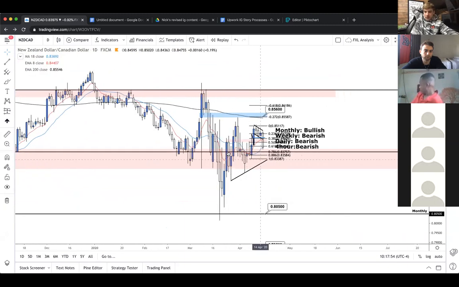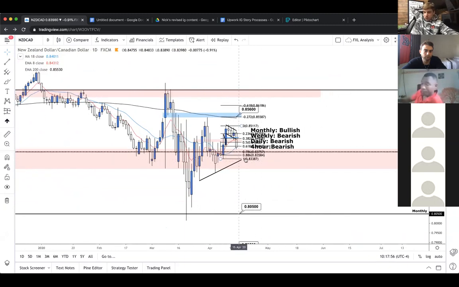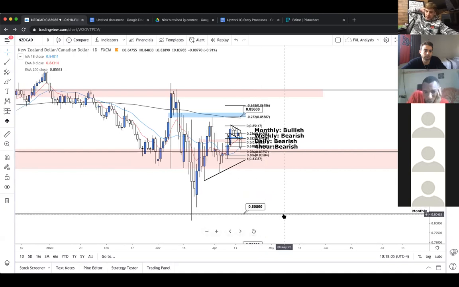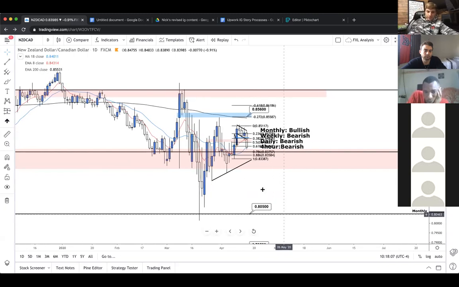It needs to break this zone here. This weekly, it needs to get below this weekly and pretty much out of this red zone for us to then consider shorting down to a more significant support level like this monthly. But for now, it's kind of choppy on this higher time frame.